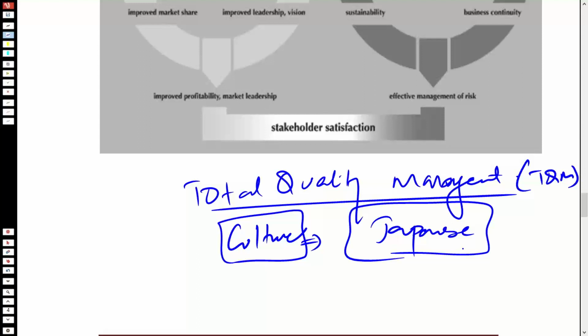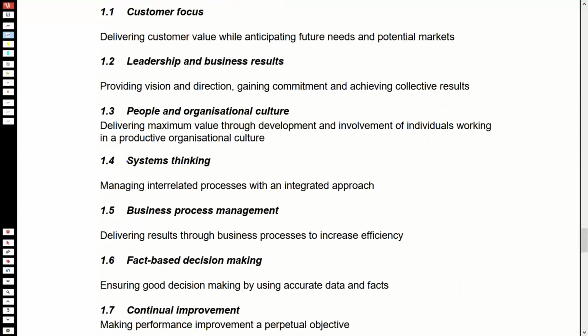It is the name of the culture that was prevalent in the Japanese organizations, which actually competed with the world's best car manufacturing organizations. And what were the key features of that culture? The key features of that culture included all of these things.